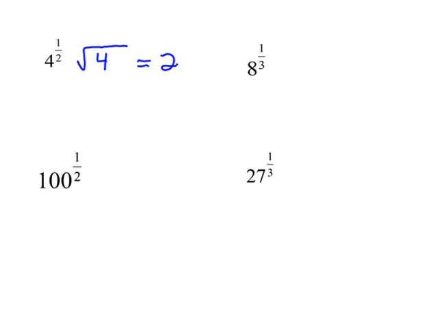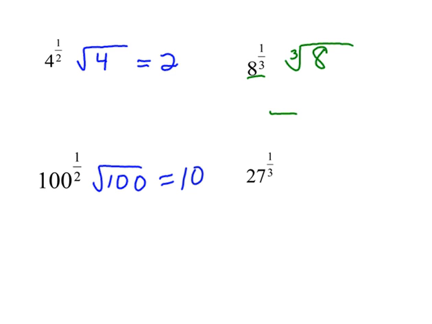When we have 100 to the 1/2, that means we want the square root of 100, and the square root of 100 is 10. When you're dealing with cube root, or when you have something to the 1/3 power, here we have 8 to the 1/3. That means you want the cube root of 8. So we put a 3 in here, the cube root of 8. So what times itself 3 times gives you 8? And that would be the number 2.